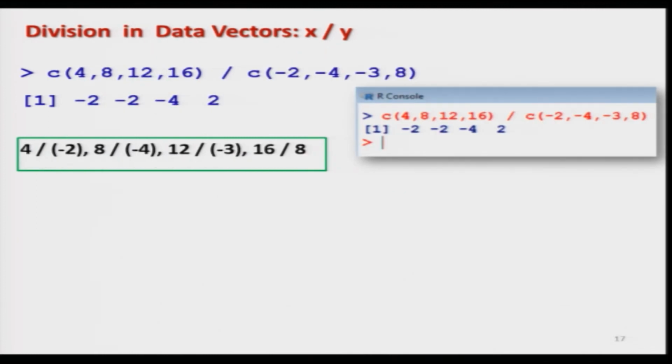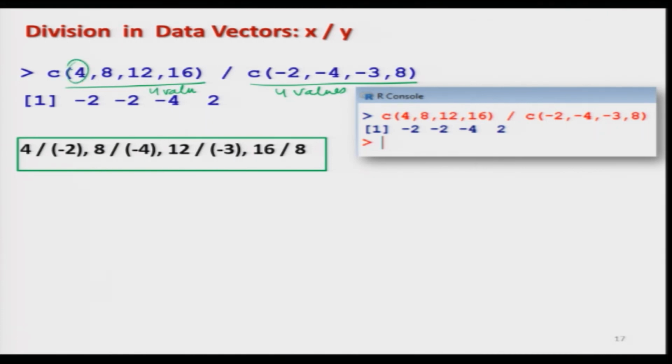And now, in case you try to divide two data vectors having the same number of elements, then once again the similar thing will be executed. For example, if I take the first data vector to have the numbers 4, 8, 12, 16. So, there are 4 values, and in the second data vector I have once again 4 values, but they are different: -2, 4, -3 and 8. So, now what will happen once you try to divide, then once again the operation is going to be element wise, that the first element of data vector 1 is going to be divided by the first element of data vector 2. The second element of data vector 1 is going to be divided by the second element of data vector 2 and so on.